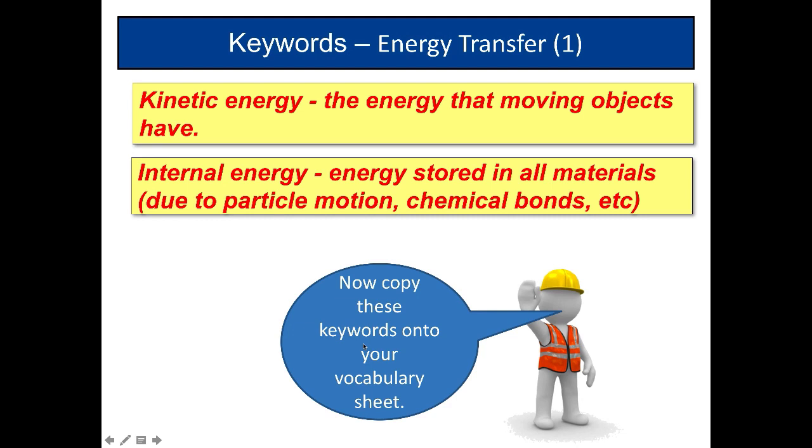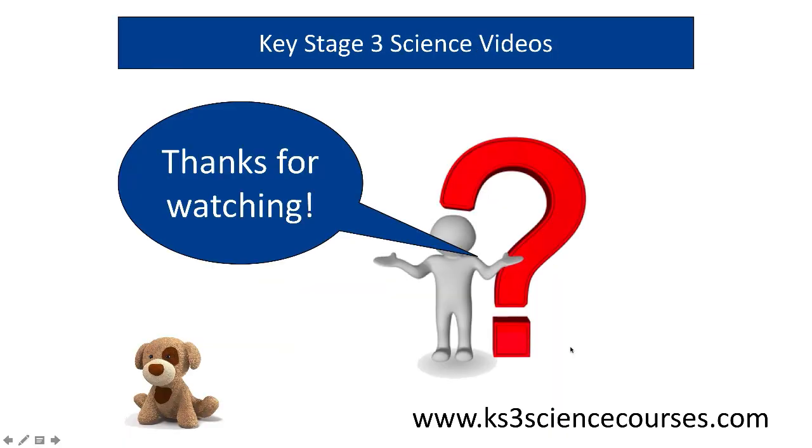So, did you get all those? All those 7 energy stores. And there's just a couple of definitions you have to write down into your vocab sheet. Kinetic energy is energy that moving objects have, and internal energy is the energy stored in all materials. That can be due to particle motion, chemical bonds, whatever. So try now to remember all the 7 stores of energy.